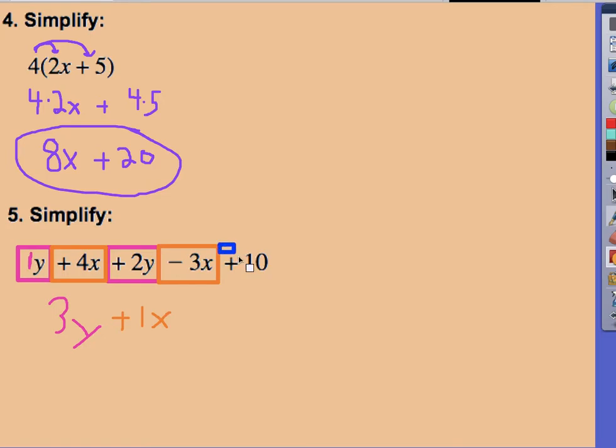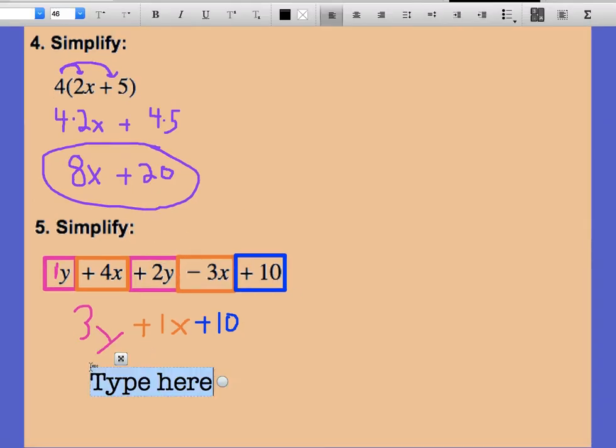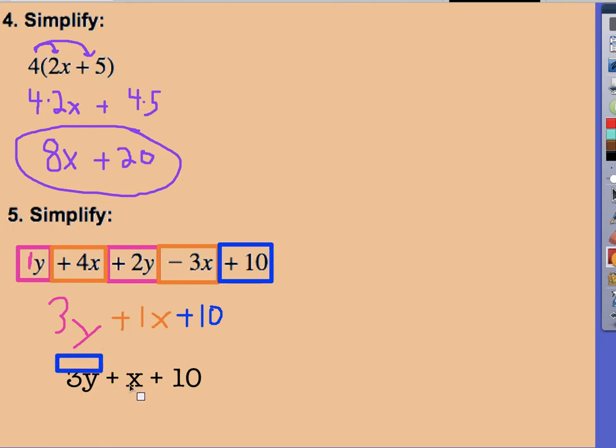And then I have this plus 10. There's no other numbers without a variable, so I just put the plus 10 on the end here. Again, simplified. Look, 3 terms compared to starting with 5. So let's just type this up to clean up. 3y plus, you could put 1x if you want to. Typically, we just put x if there's a 1 in front of it. Plus 10. So this would be my final answer.